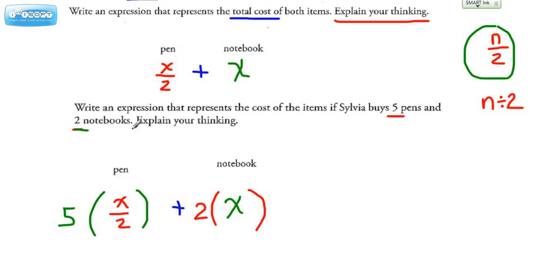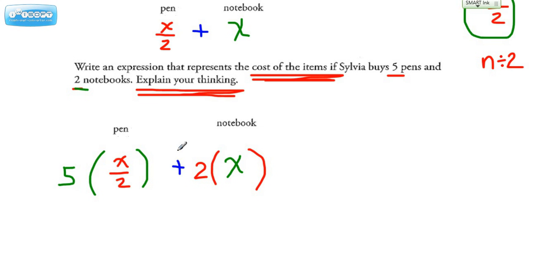All right, but again, they want you to explain your thinking. So in your explanation, you might say that if we have 5 groups of whatever the cost is to get the pen, and 2 groups of whatever it costs to get the notebook, and we add those 2 things together because we're interested in the cost of both items altogether, or both types of items altogether, this would work.